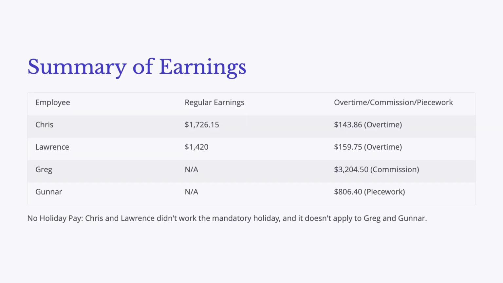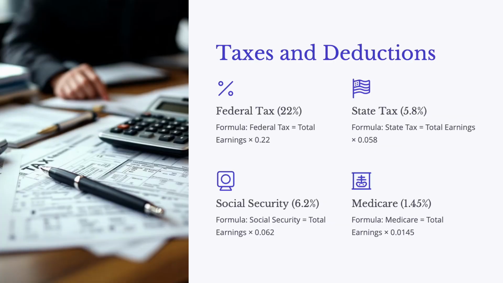Here's a summary of each employee's total earnings. Chris and Lawrence have regular and overtime earnings, while Greg and Gunnar's earnings are based on commissions and piecework respectively. It's important to ensure these earnings are calculated correctly, as they form the basis for taxes and deductions. Now, we calculate each employee's taxes and deductions. The tax rates we are using are 22% for federal tax, 5.8% for state tax, 6.2% for social security and 1.45% for Medicare.